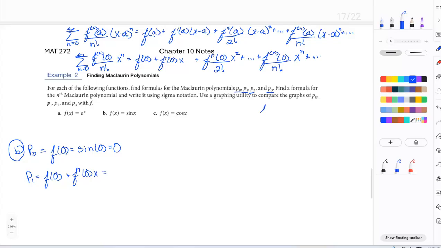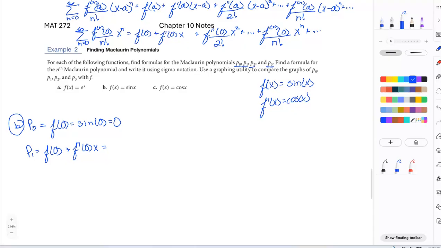So over to the side, I'm going to look at f of x and its derivatives. So there's sine of x. The derivative of sine is cosine of x. And if I plug in 0, I'm going to have sine of 0 plus cosine of 0 times x for this polynomial. Sine of 0 is 0. Cosine of 0 is 1. So this is going to be 1 times x, which is just going to be the function y equals x.